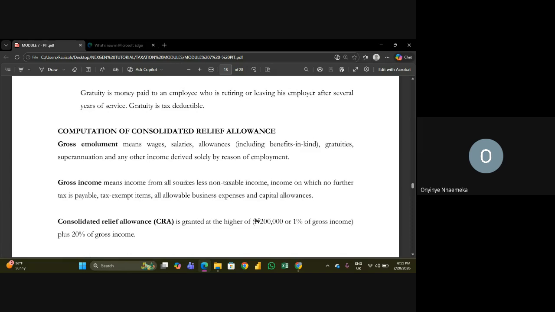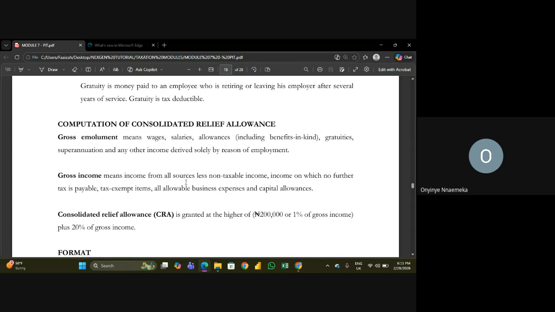Income from all sources. So if you are an employee and you have a business, your gross emolument will be from your employment. But when you're talking about gross income, it is your gross emolument plus your trading income plus your unearned income, everything, then you less non-taxable income. For example, dividend. Income on which no further tax is payable, that's dividend. Tax exempt items, those are the items that we've listed: pension, life assurance, national housing fund, and so on. Then all allowable business expenses, then you less capital allowance. What you have is now your gross income.